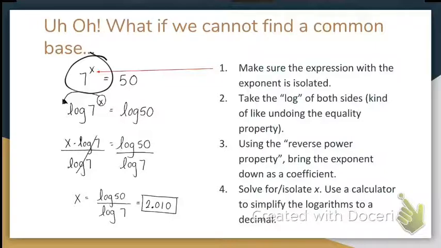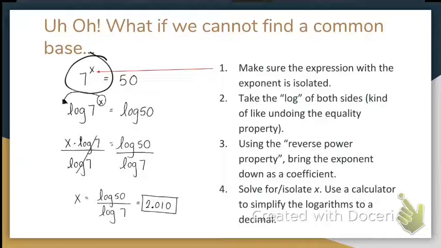We want it to be isolated all by itself. There will be examples today where you see a number being multiplied times that exponential expression. Or maybe you see a number being added or subtracted. You want to get rid of that first before you do the rest of these steps, just like we did with logarithms. You want to isolate the logarithmic expression first.